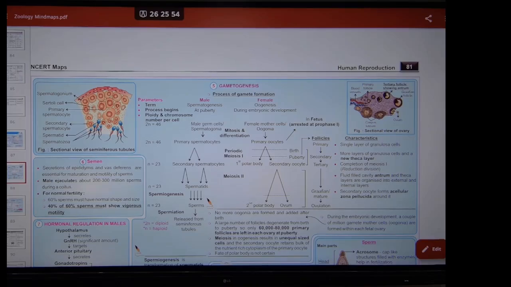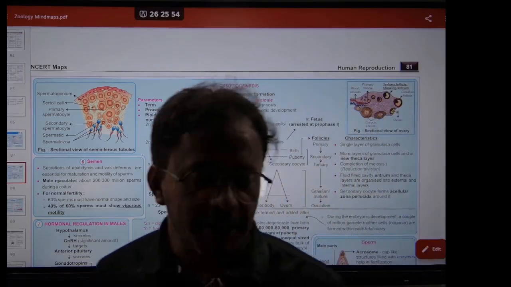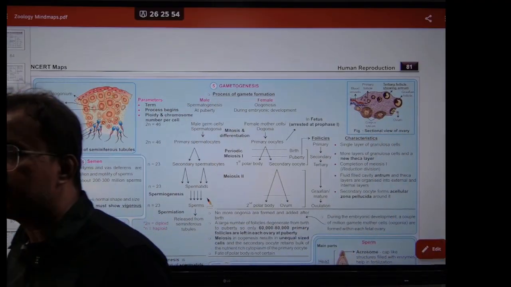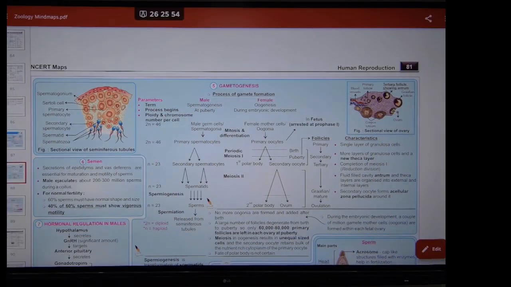Yeah. So, a sperm has a head, neck, middle piece and tail, correct? So, what are the components of the head? It contains one haploid nucleus, correct? On the top of it, there is a cap-like structure called the acrosome. The acrosome contains the enzymes which are essential for the fertilization of the egg, correct?